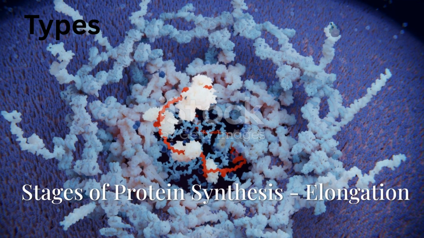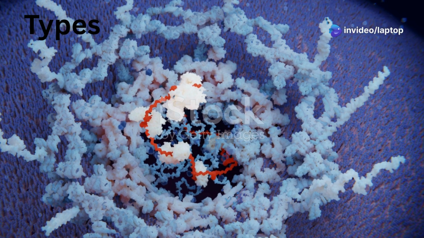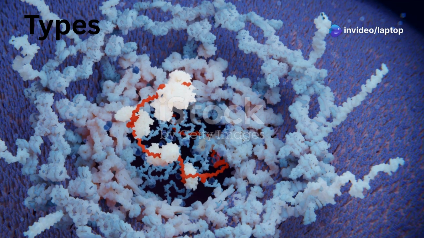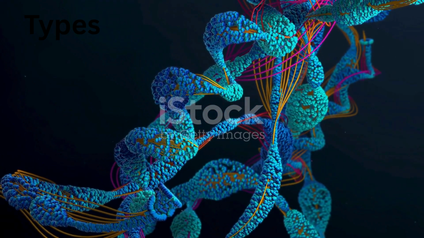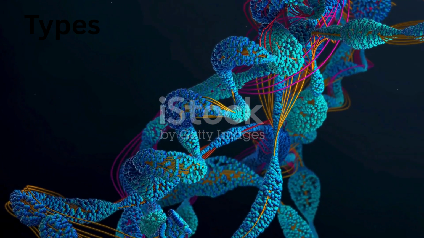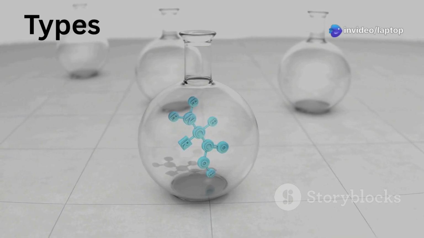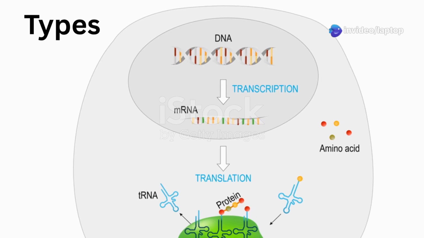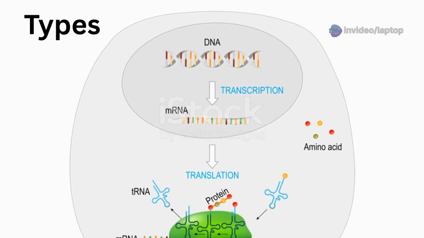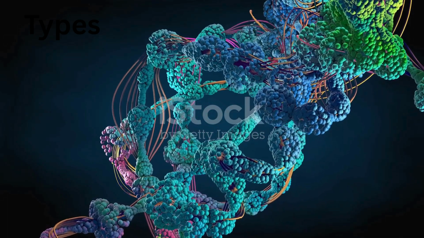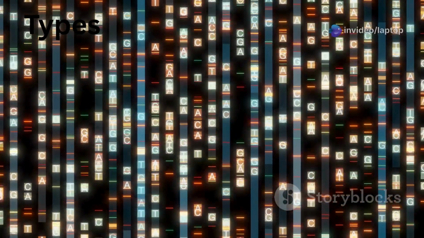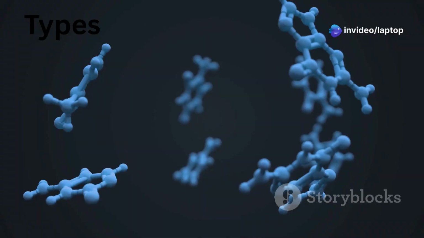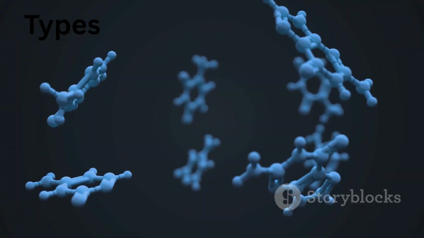Elongation. The ribosome moves along the mRNA, reading its sequence in triplets of nucleotides called codons. For each codon, a specific tRNA molecule carrying the corresponding amino acid enters the A site. The ribosome catalyzes the formation of a peptide bond between the amino acid on the incoming tRNA and the growing polypeptide chain held by the tRNA in the P site. The ribosome then translocates, moving the tRNAs and mRNA, so the uncharged tRNA moves to the E site and is released, and the growing polypeptide chain moves to the P site.